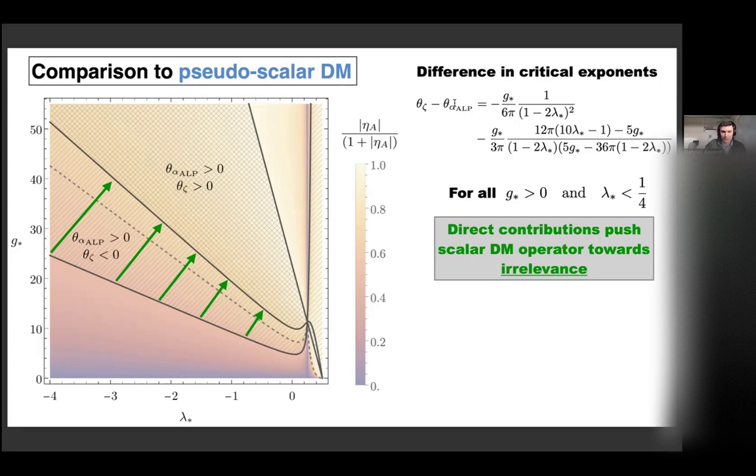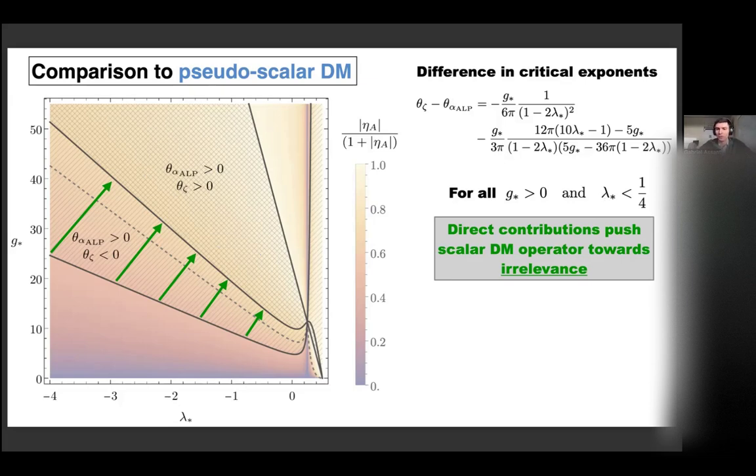So the result we found is that in the scalar case, this region where the dimension 5 operator is relevant is at much larger values of the gravity couplings, which might be a very non-perturbative effect that you, in principle, might not trust just based on the values of the gauge anomalous dimension there. Very good.